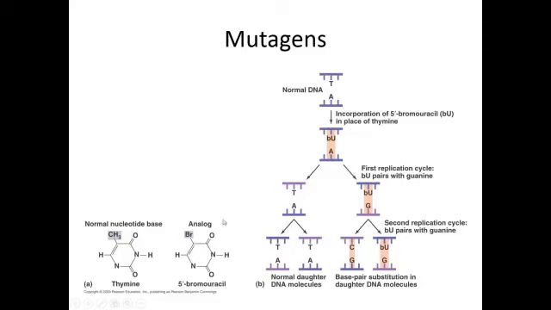5-bromouracil is an analog to thymine. You can see that it looks exactly the same, it just has a bromine here instead of this methyl group. What it looks like to the cell, though, instead of looking like a thymine, it looks like a cytosine. So we have a change from a TA pairing to a CG pairing, and this causes a substitution mutation.